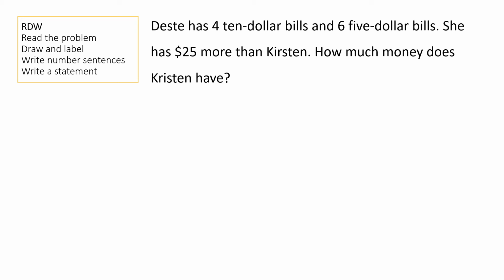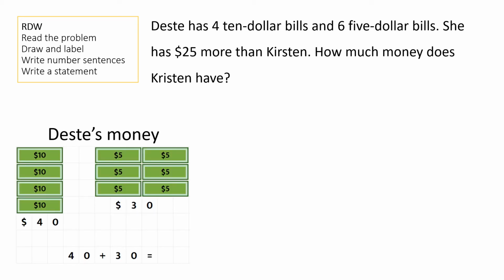Now that you have a picture that you've drawn that represents this problem, let's look at it together. We need to figure out how much money Diep has first. So I again drew out my bills where I have 4 $10 bills and 6 $5 bills to find out how much money Diep has in total. Then, after that, we need to look back at the problem very carefully. It says that she, Diep, has $25 more than Kristen.